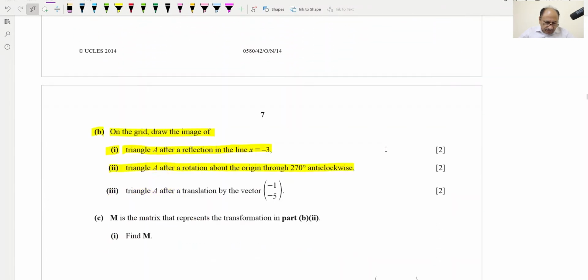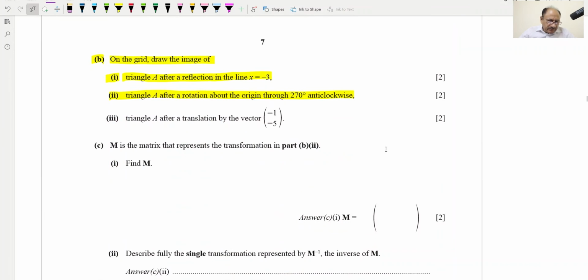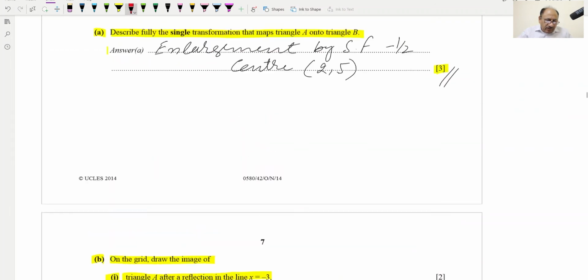Hopefully you understood this. Now the next part, the third part, is triangle A after translation by the vector (-1, -5). So -1 and -5 means what? -1 shows this is left, so this will be left, and this will be down. So left and down, we have to move left by 1 unit and down by 5 units.